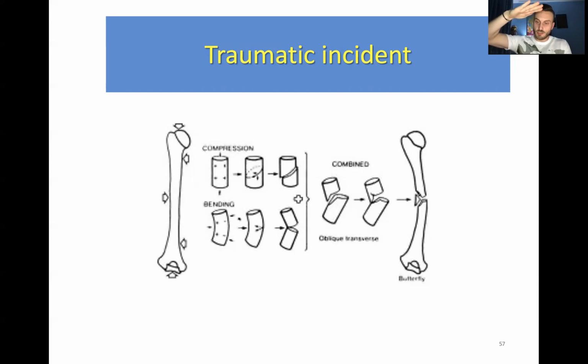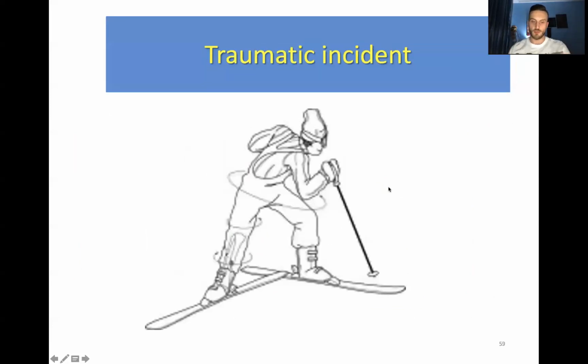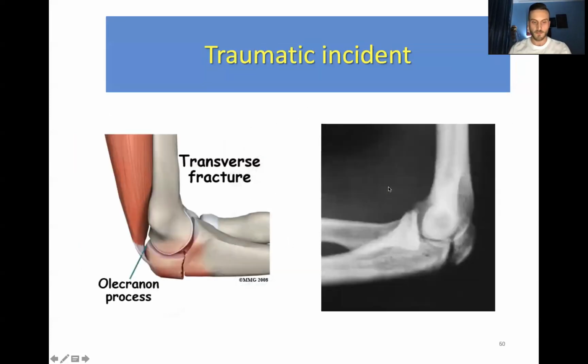If it's compression or bending, it could have a butterfly. Bending with compression could have a butterfly. Depending on whether the proximal part is fixed and the distal is rotated like this, for example, like the people who are skiing, you will have a spiral fracture. It's low energy, but it's a long fracture, as in people who are skiing. Direct trauma, you will have a transverse fracture, as you can see here in the olecranon.